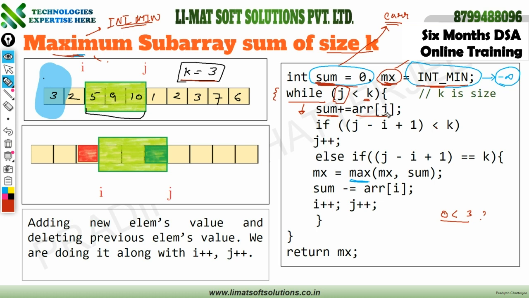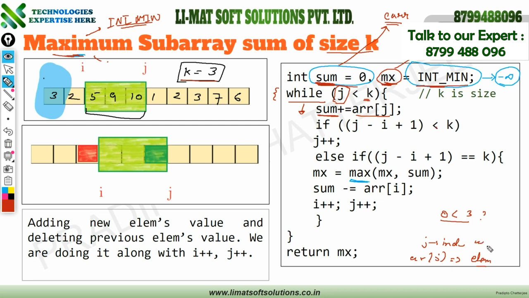j is the index, and array of j is the element. I guess you know j is index and array of j is element. So I will increment the value of sum with array of j. What is j? j is 0, j is right here. Sum initially is holding the value 0, so I will increment the value of sum. What will be the new value of sum? I am writing it here. The sum will have the value 3.